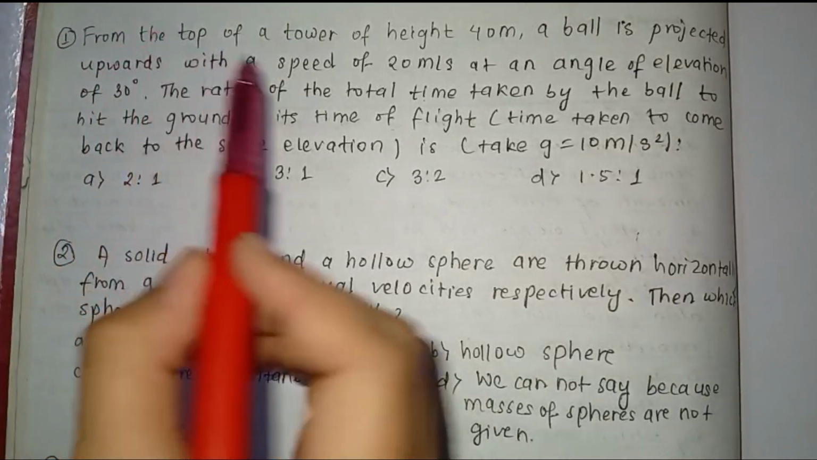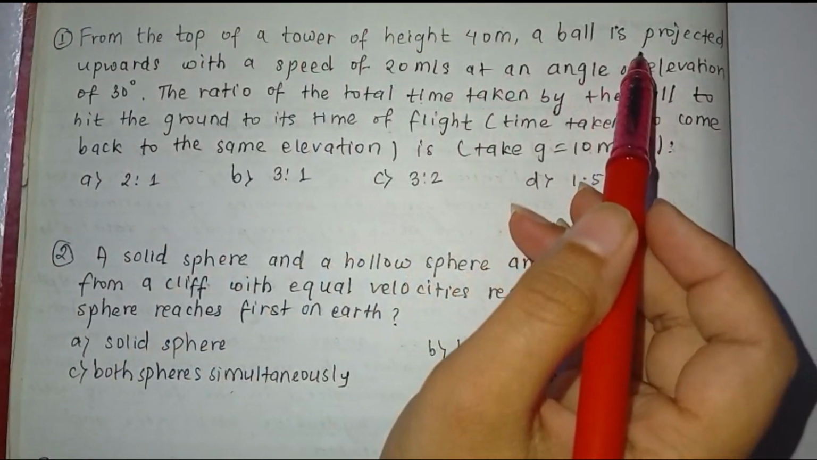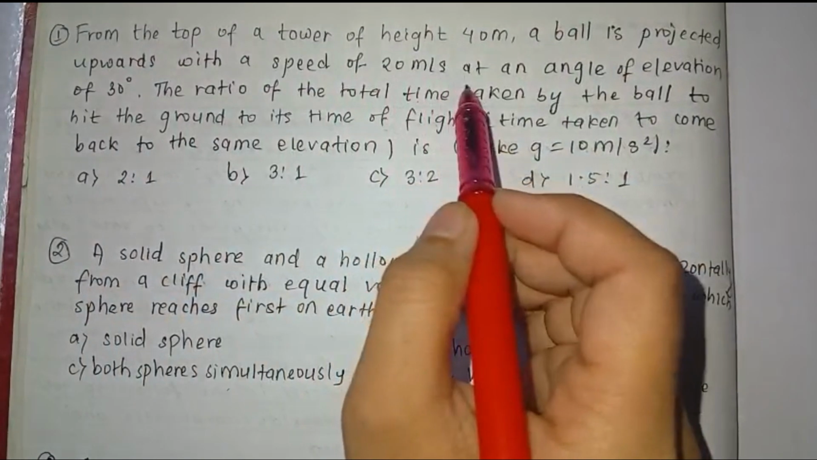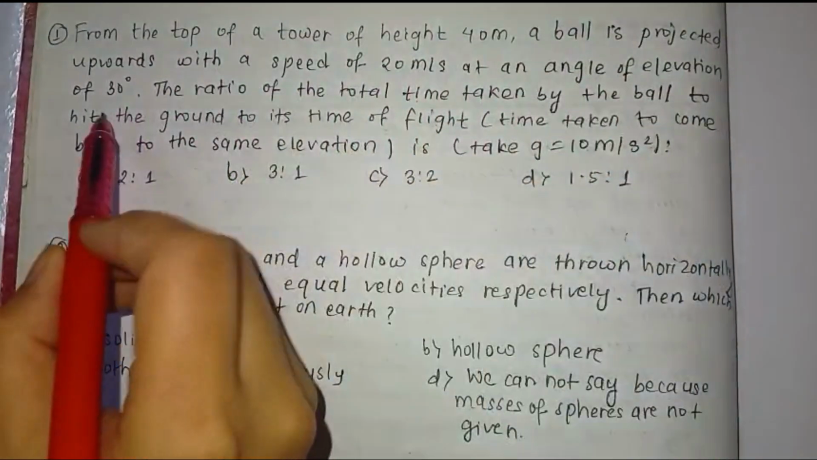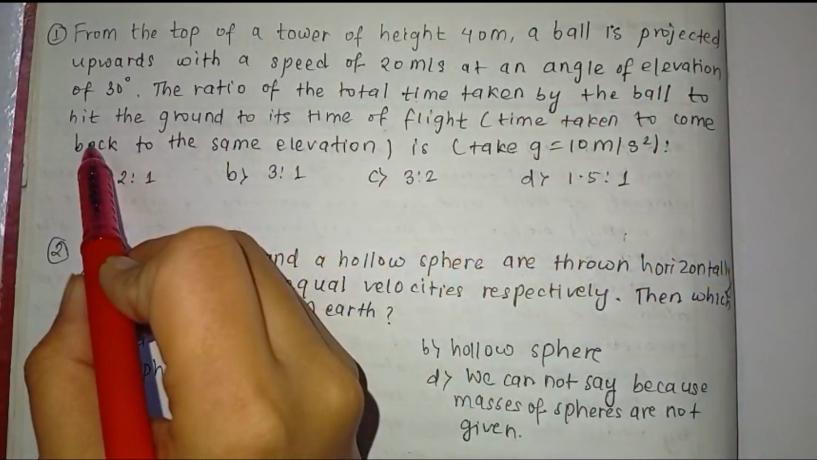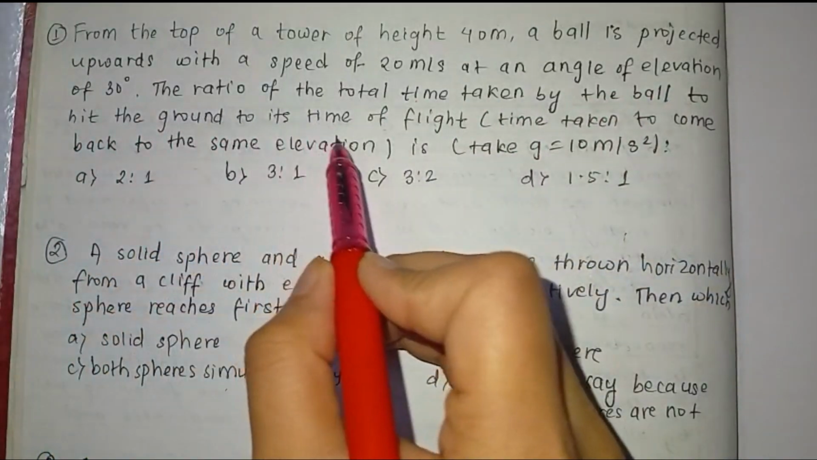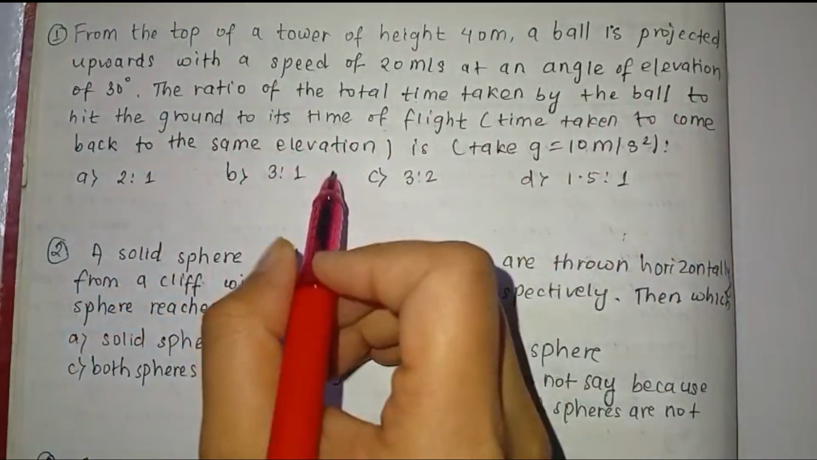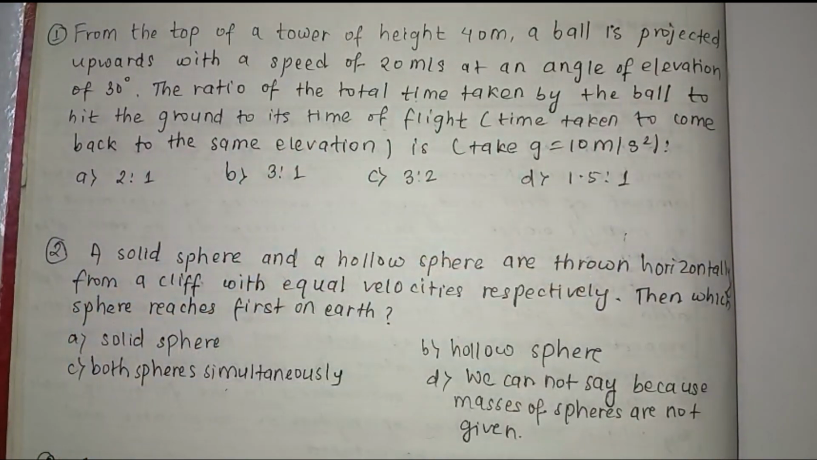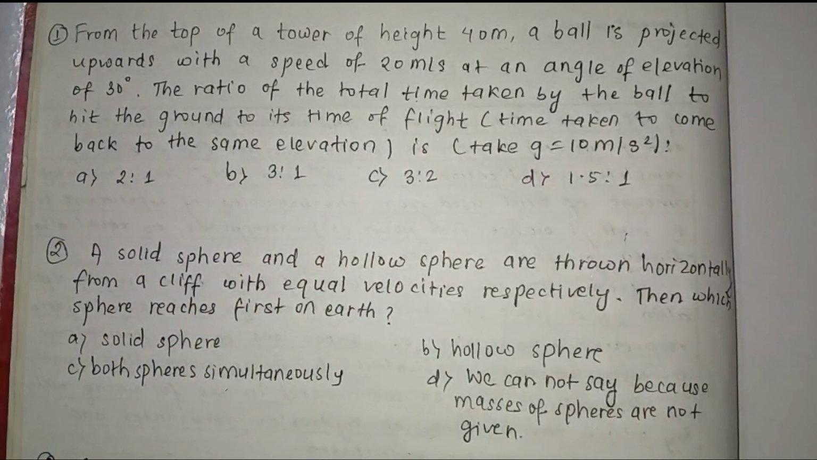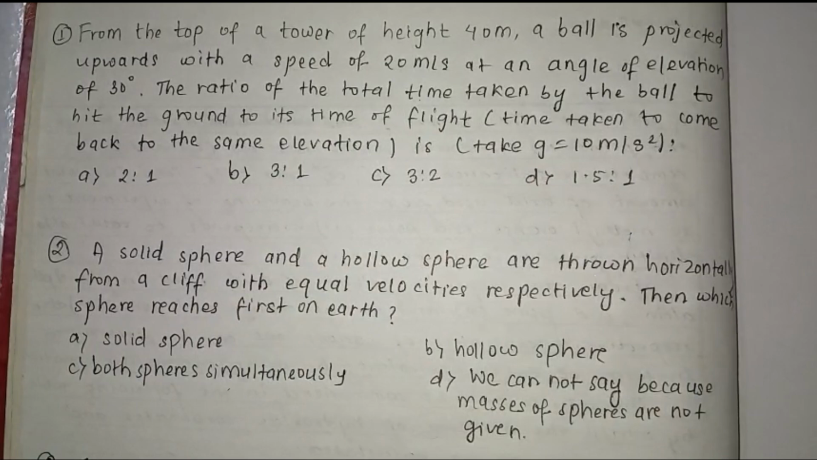From the top of a tower of height 40 meter, a ball is projected upwards with a speed of 20 meter per second at an angle of elevation of 30 degree. The ratio of the total time taken by the ball to hit the ground to its time of flight, time taken to come back to the same elevation is, so we have to find the ratio here and we should take g is equal to 10 meter per second square. Now let's look at the solution.